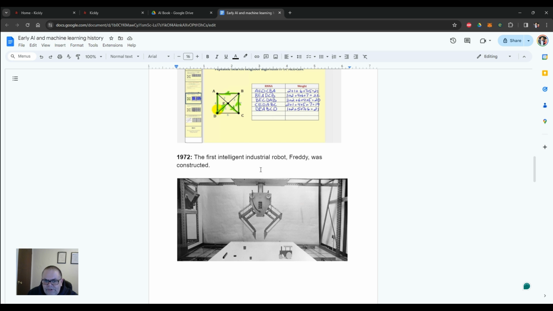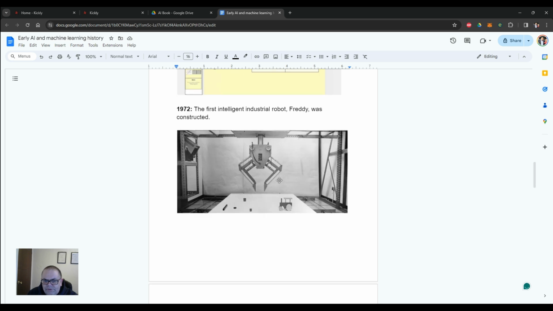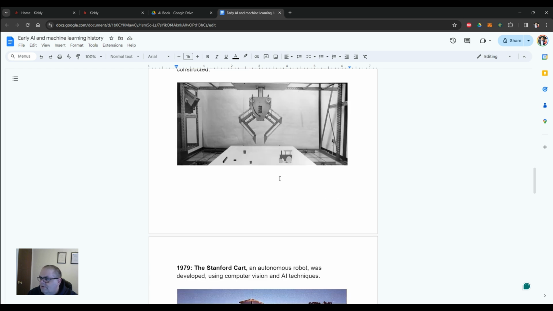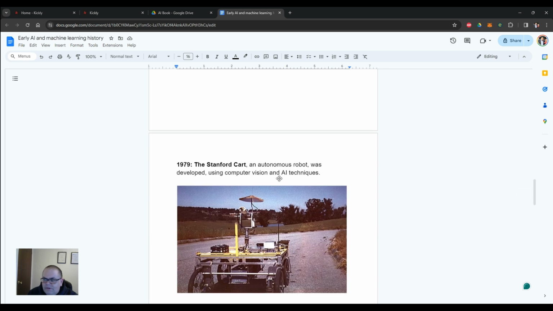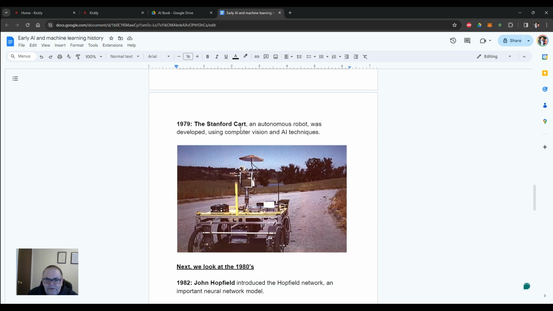Into the 1970s, the first intelligent industrial robot called Freddy was constructed. You can see a picture of it here. You can look into all of these things in more detail if you wish, but we're just going through the main areas where artificial intelligence and machine learning started. 1979, the Stanford Cart, an autonomous robot, was developed using computer vision and AI techniques. You can see it here.